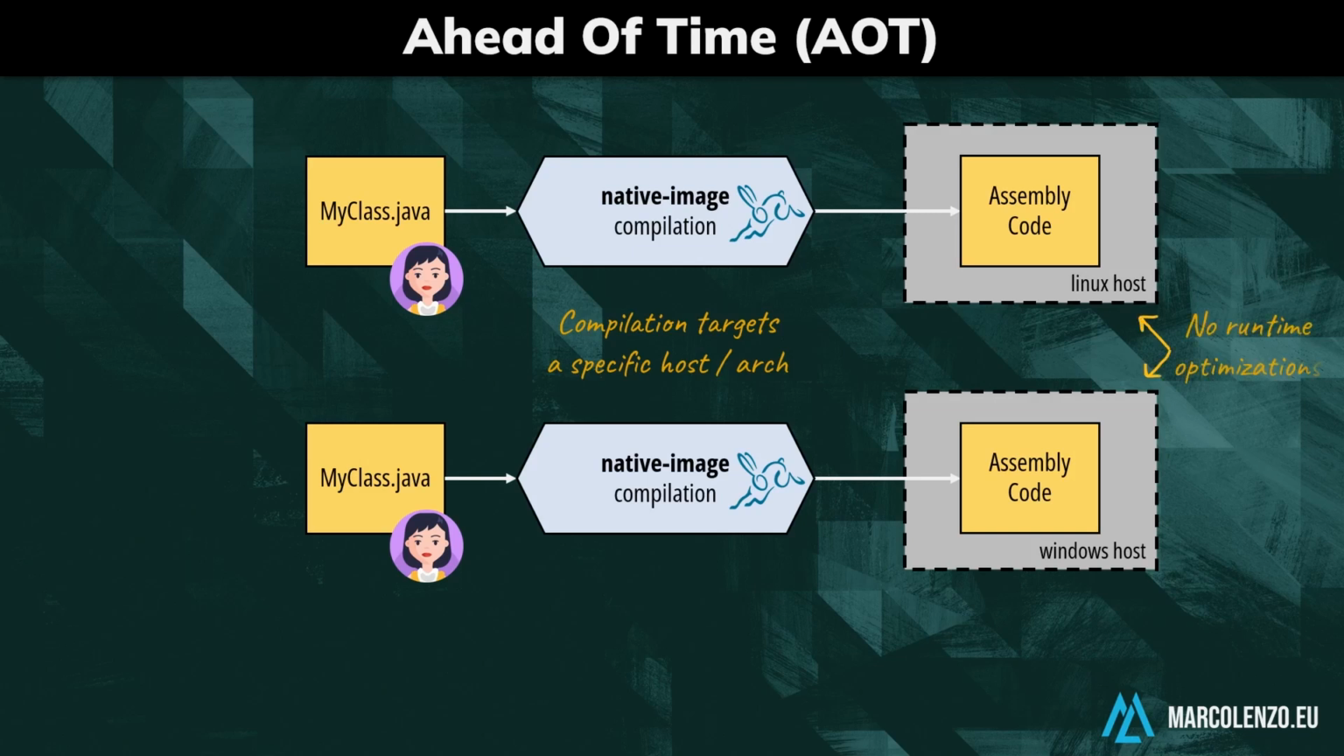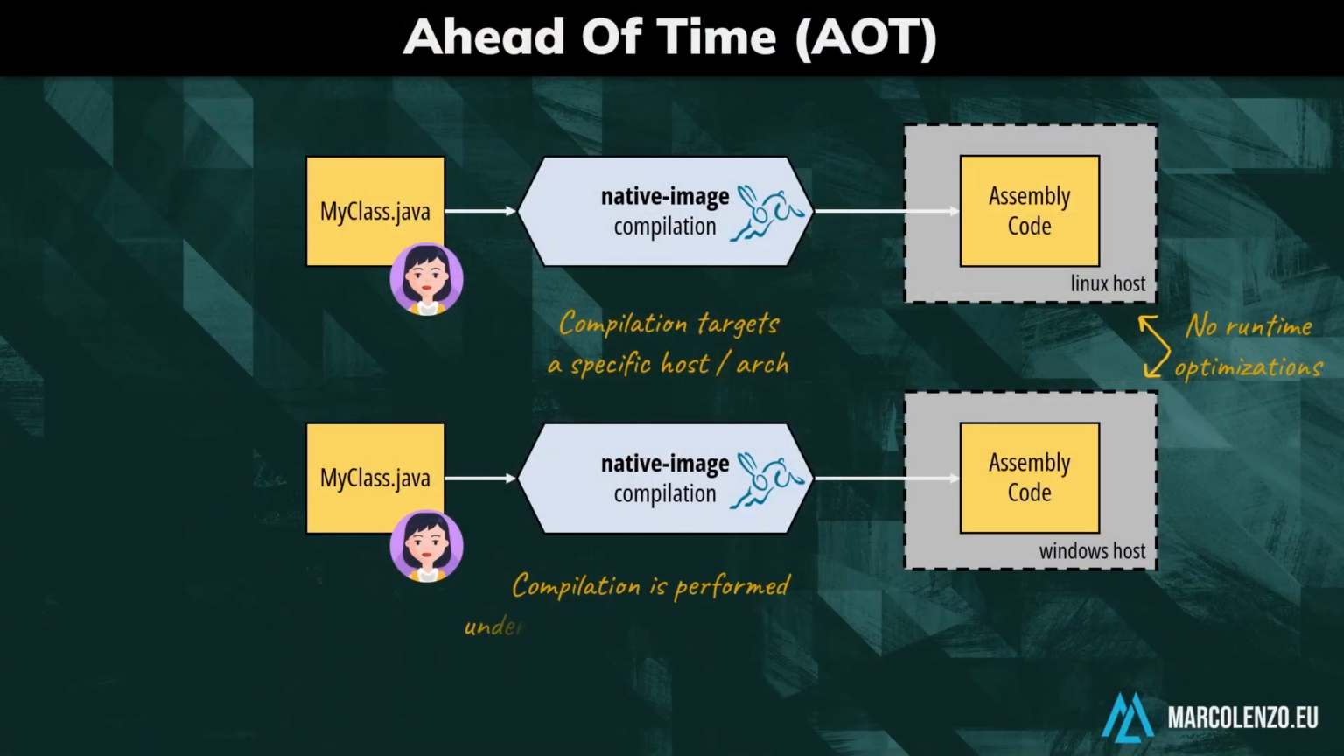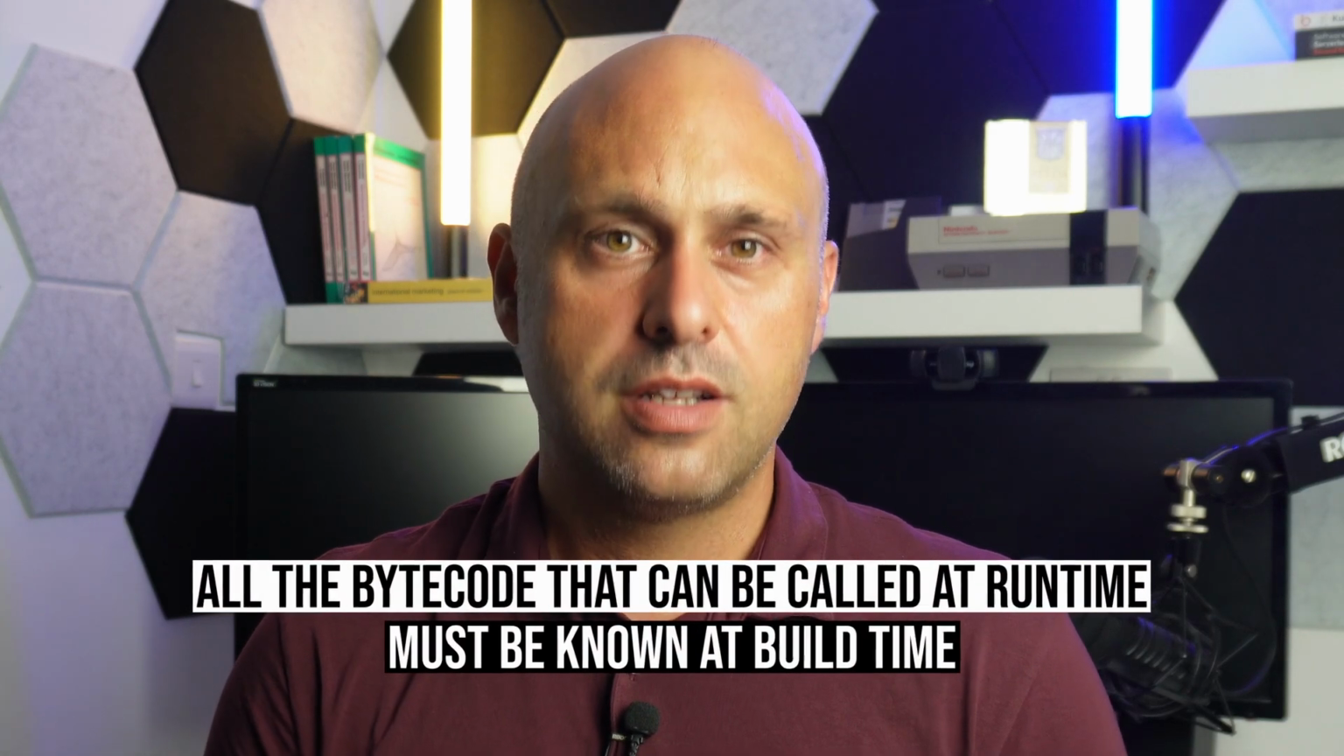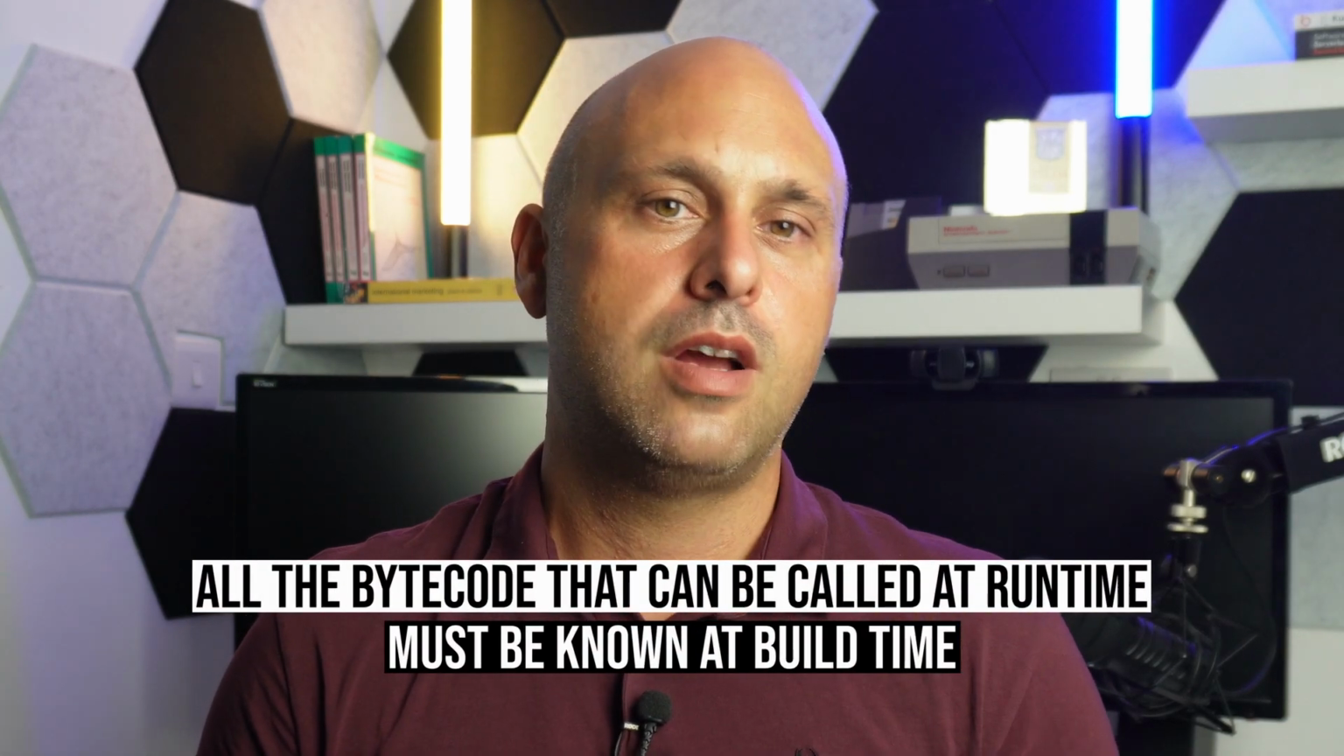Second, we lose the opportunity for runtime optimizations, since our app is executing as a process on the operating system, which is not mediated by a JVM. Finally, and most importantly, the compilation is performed under a closed-world assumption. This means that all the bytecode that can be called at runtime must be known at build time, which poses significant challenges for Spring Boot.